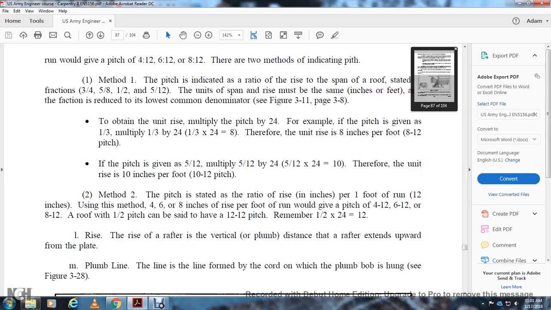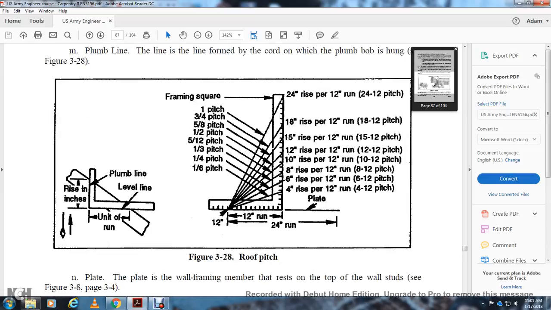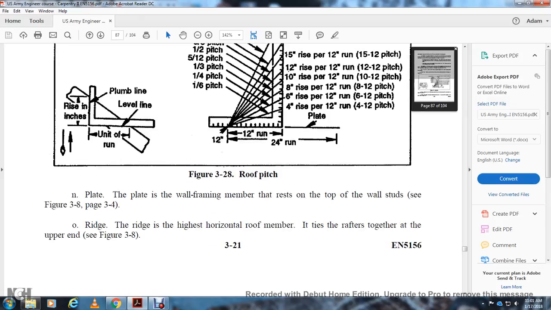The rise of the rafter is the vertical plumb distance that the rafter extends upward from the plate. The plumb line is formed with a cord with a plumb bob hung from it, see figure 3.8. Figure 3.8 shows the roof with a plumb line, a parallel plumb line, and a level line, with the rise in inches per unit of run, and your framing square showing the rise for 12 inches of run in pitch. The plate of the wall framing rests on the top of the wall studs, see figure 3.8, page 3.4. Ridge: the ridge is the highest horizontal roof member, which holds the rafters together at the upper end.